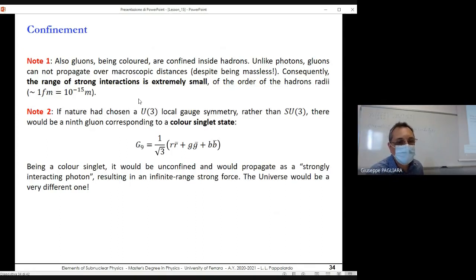An interesting note is this one. If nature had chosen a U3 local gauge symmetry rather than an SU3, then there would be a ninth type of gluon, which would come in this color singlet state, G9. Now, in that hypothesis, being a color singlet, this gluon could propagate everywhere. It's a color singlet, so there's no confinement anymore. And so this would behave as a strongly interacting photon, resulting in an infinite range for the strong force. And of course, the universe would be completely different in that case.